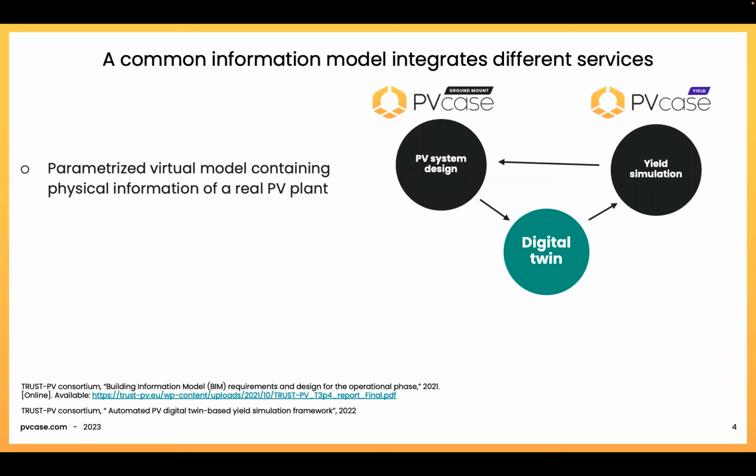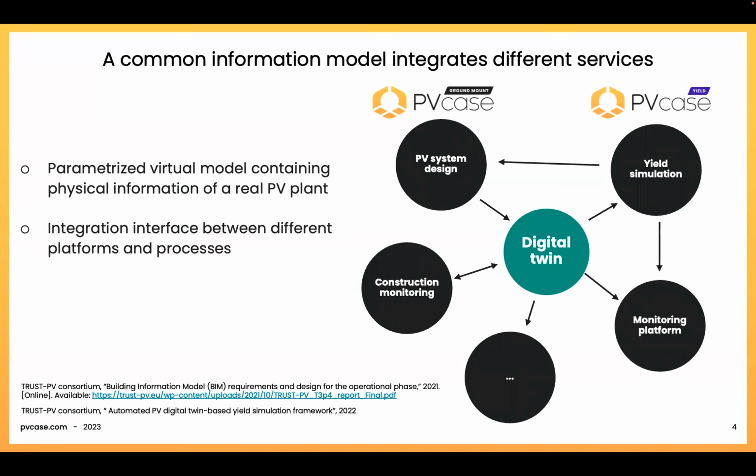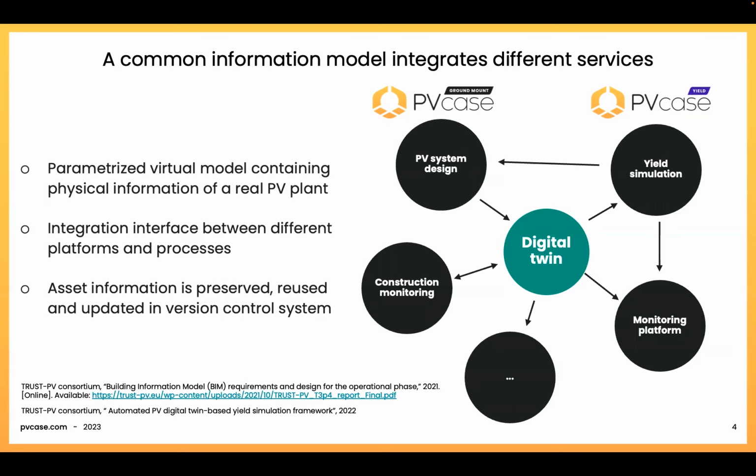At the end of the day, a digital twin is nothing more than structured information, which must be in an open source format to serve as an integration platform between different services and processes throughout the life cycle of the plant, from design to construction to operation and monitoring. The whole idea behind this concept is to have a unified source of information about the PV asset, where we ensure that information is preserved, is updated, and we track its evolution over time.